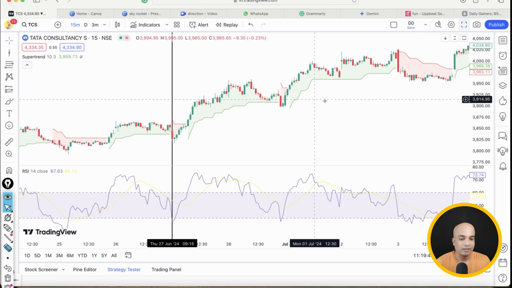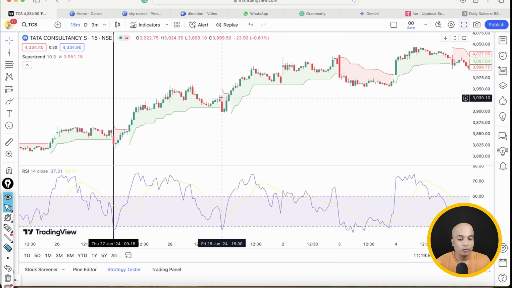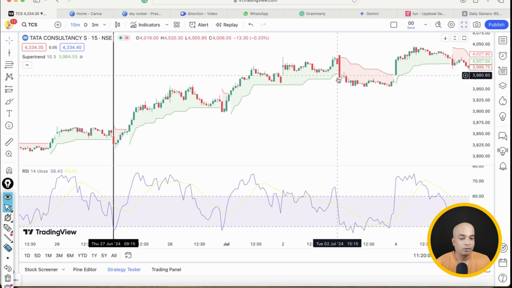So it would have made little profit. Once again, you don't take the short trade here because the trend in the higher time frame is bullish. So you don't take a short trade. So usually we add one trade here. And from here, red, it turned to green. Again, RSI broke above 60, right? So you will take a long trade here. If you trail the stop loss, again, you would have made little profit.